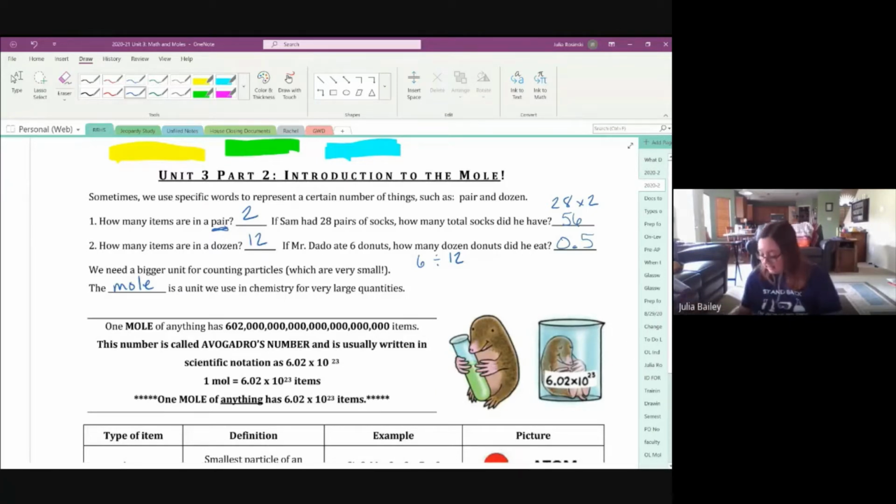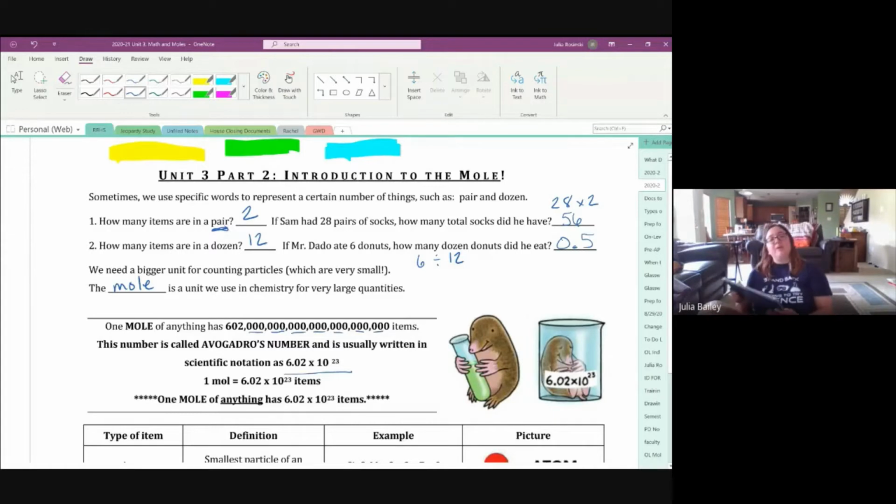1 mole of anything has 602 sextillion items. We call this number Avogadro's number, and it's usually written in scientific notation because that's way less tedious than writing all of those zeros: 6.02 times 10 to the 23rd. 1 dozen is 12 things. 1 pair is 2 things. 1 mole is 6.02 times 10 to the 23rd, or 602 sextillion items.